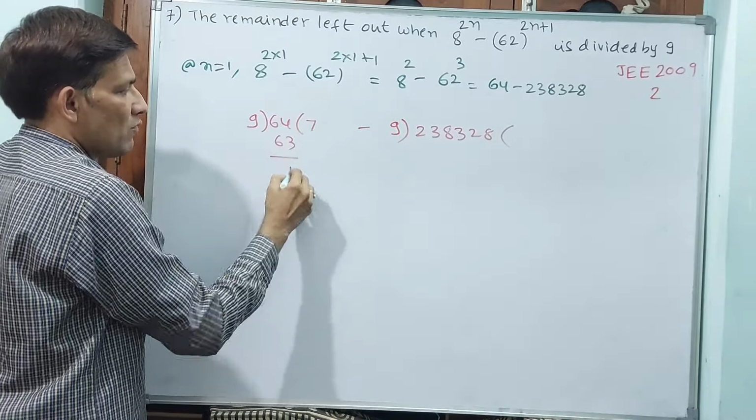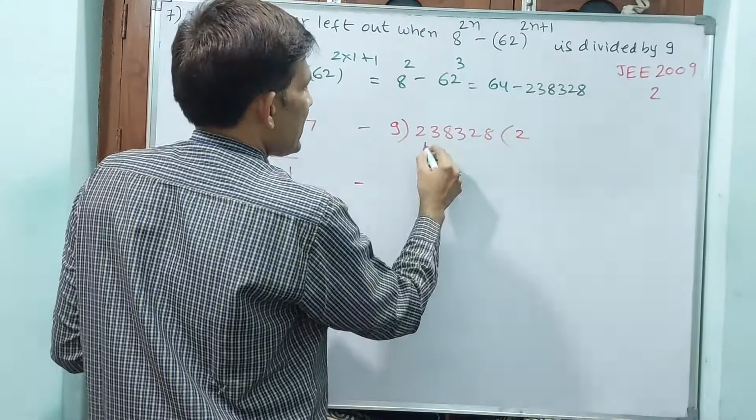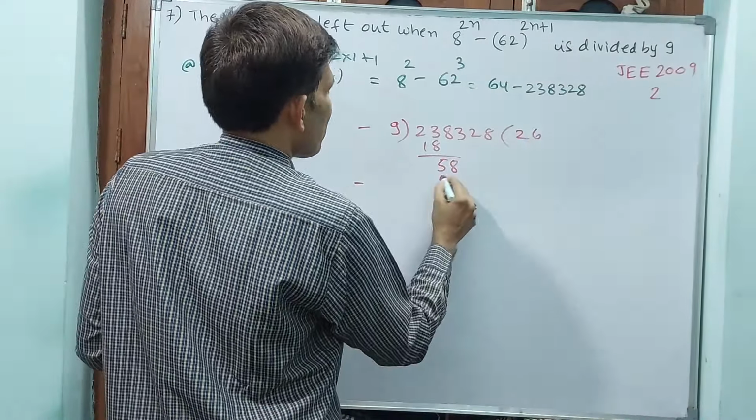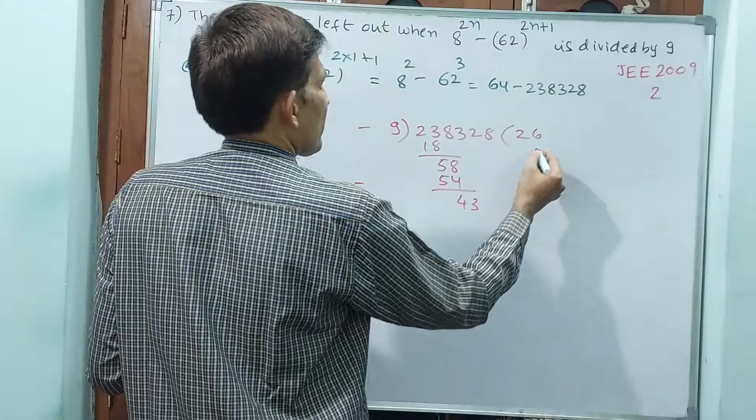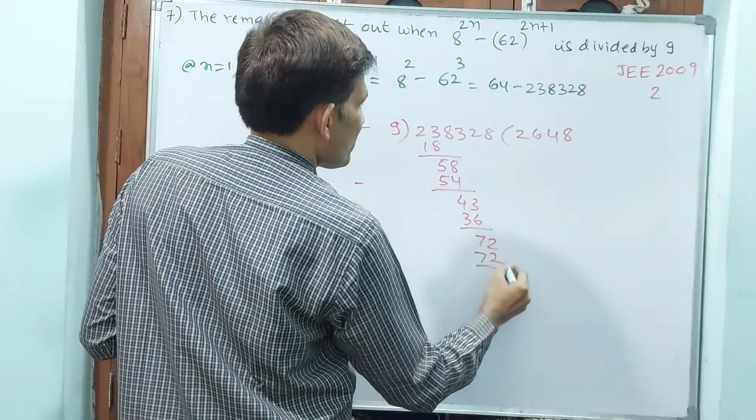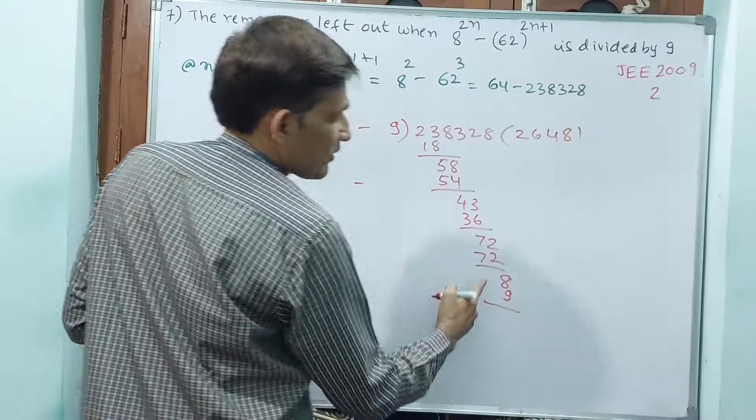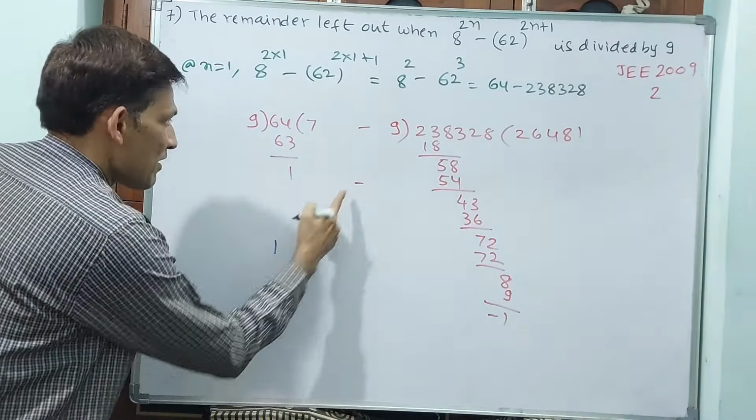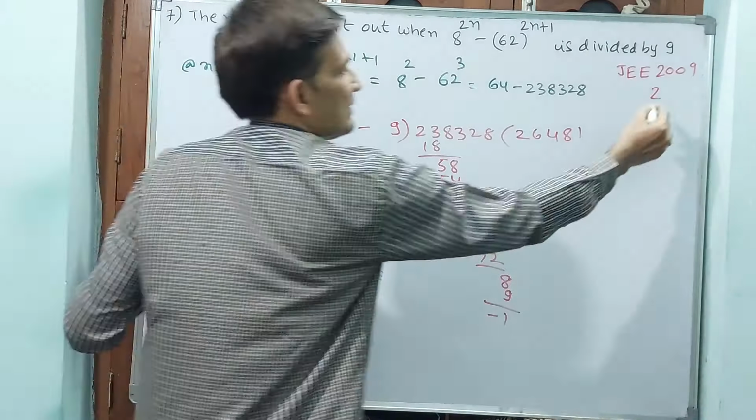9 7s are 63, 1 remainder here, minus 9 2s are 18, 58, 9 6s are 54, 43, 9 4s are 36, 72, 9 8s are 72, 8. Observe carefully, 9 1s are 9, so 8 minus 9 gives minus 1. So 1 minus, minus 1, that is 2, 2 minus of minus 1.